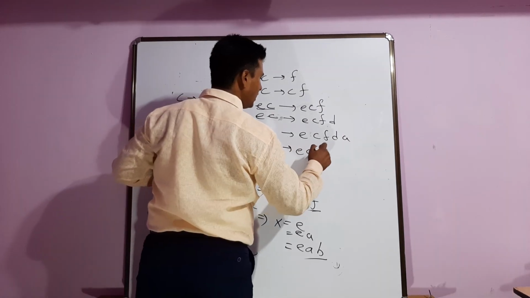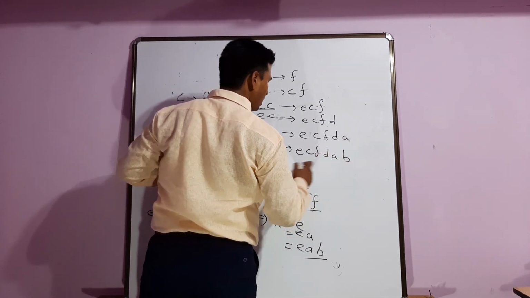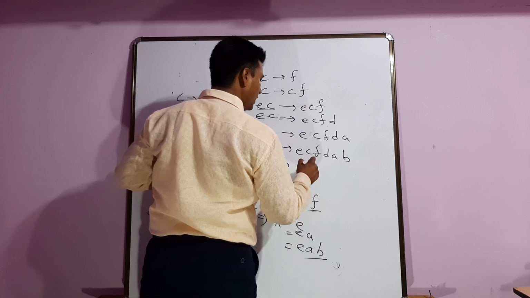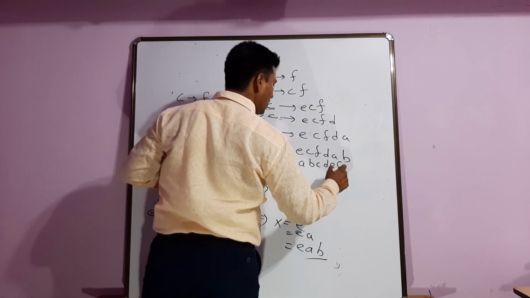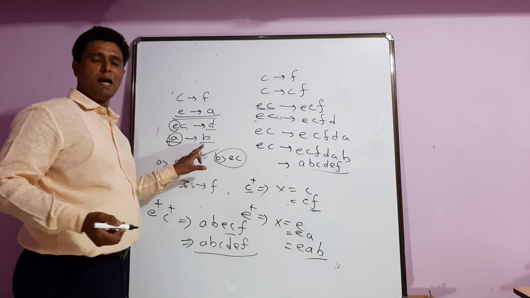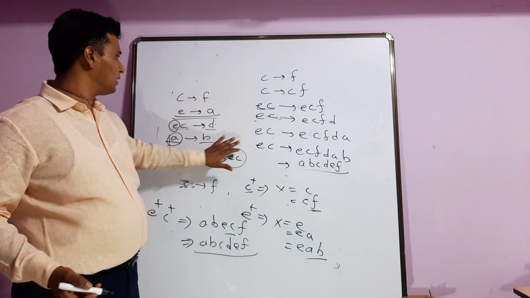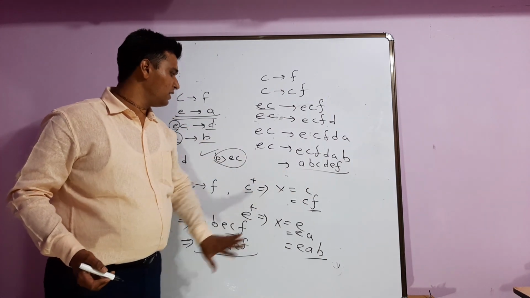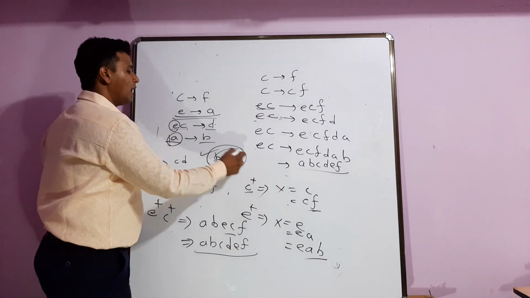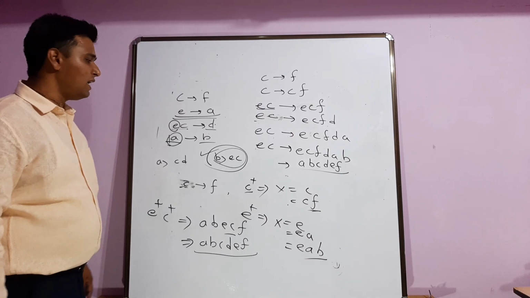And ECFDAB. If you rearrange this, it will be ABCDEF. This is one simple technique to find the candidate key. I have used this simple method to find the candidate key, so that option is confirmed: the key for this relation is EC.